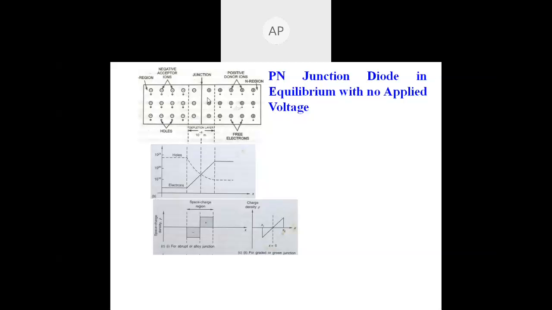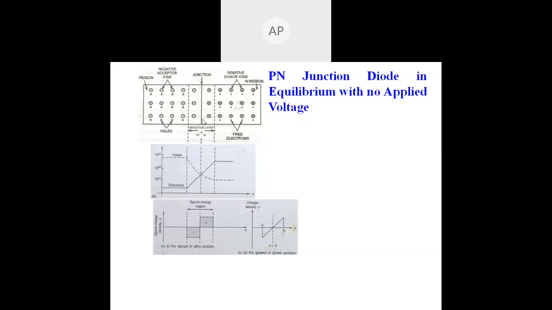Now what will happen once this barrier potential is generated? Whatever the electrons are there, majority and minority carriers from the N side, and majority and minority carriers from the P side, before this depletion layer is formed, recombination between electrons and holes is going on.